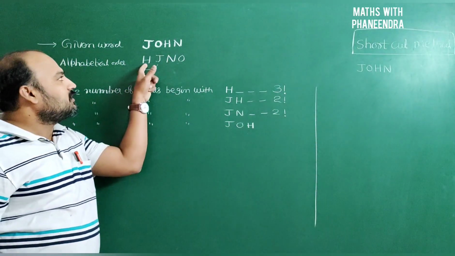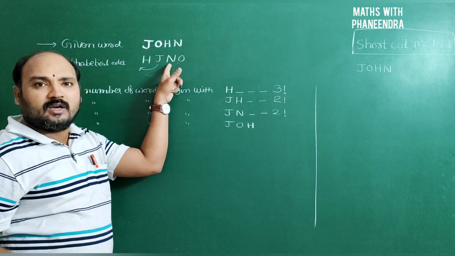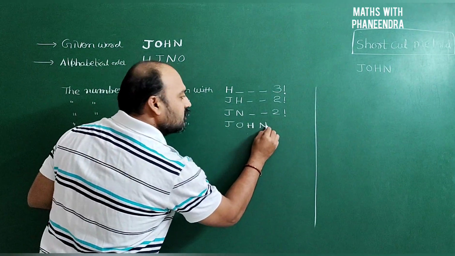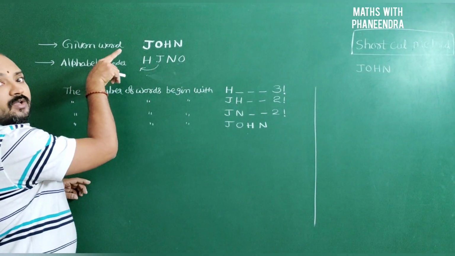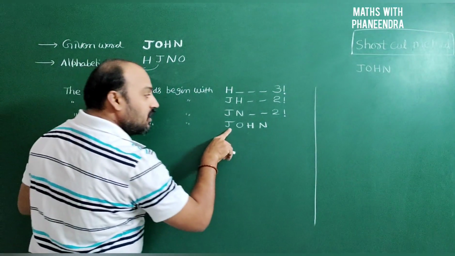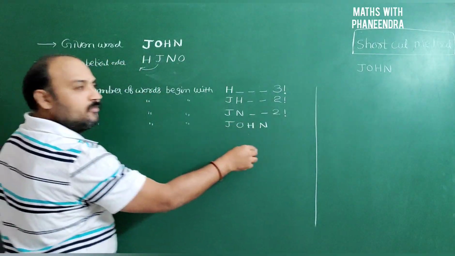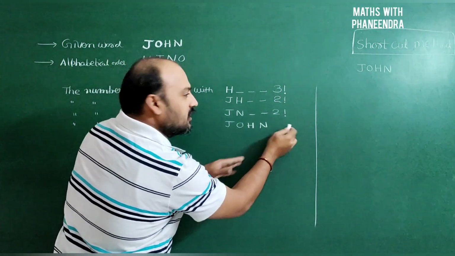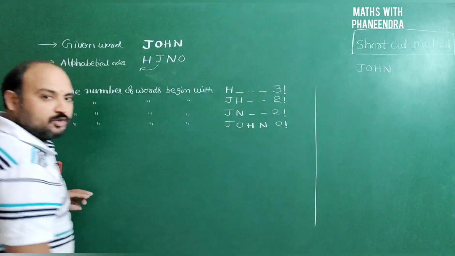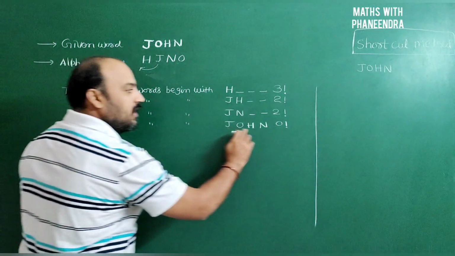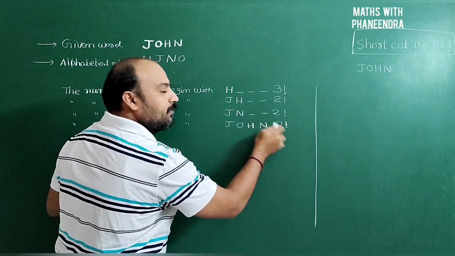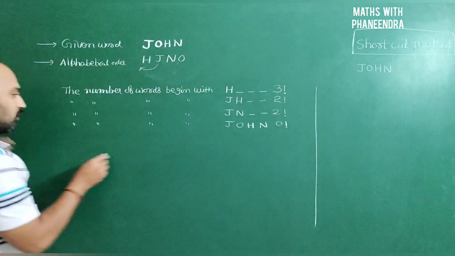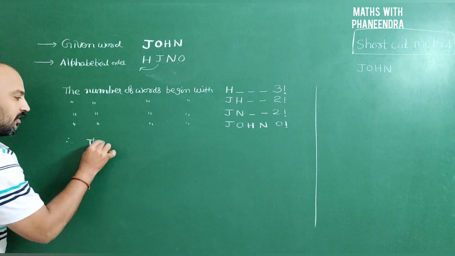After JOH, what is the left letter? N. So that is the required letter only, no? So JOHN was fixed. This is the required word. So the rank of JOHN, it can be done in all the letters JOHN. So there is no place here, so 0 factorial. Previously also for RAM we got it. There is no element pending here, so 0 factorial. Here also JOHN we got it. So 0 factorial.